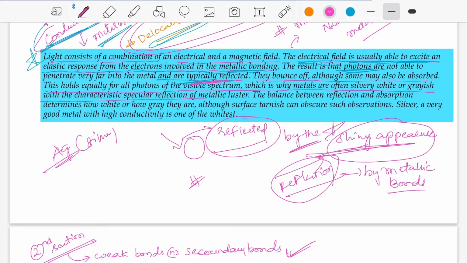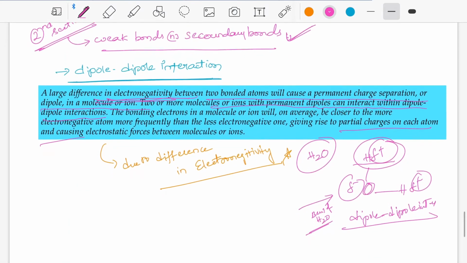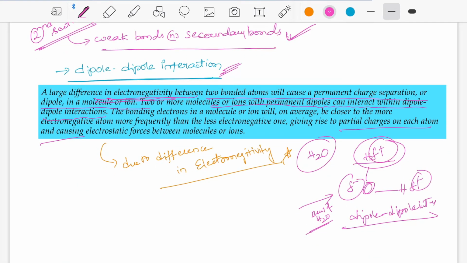Okay, next we go for weaker bonds. The second section is weaker bonds, or secondary bonds. One is dipole-dipole interaction. Why does dipole-dipole interaction occur? Due to a large difference in electronegativity. Again, electronegativity plays a very crucial role in this.